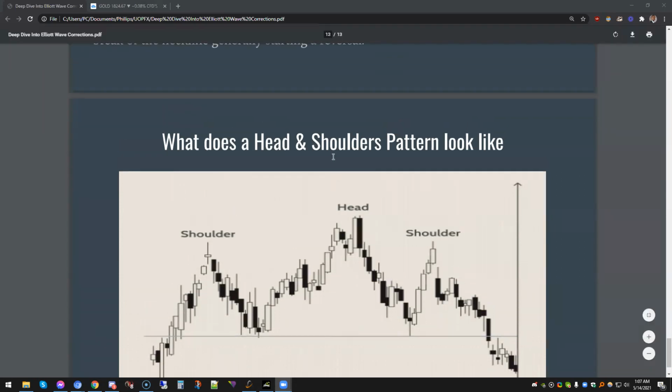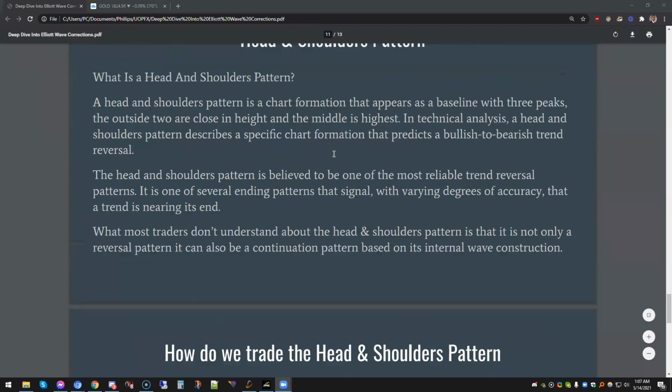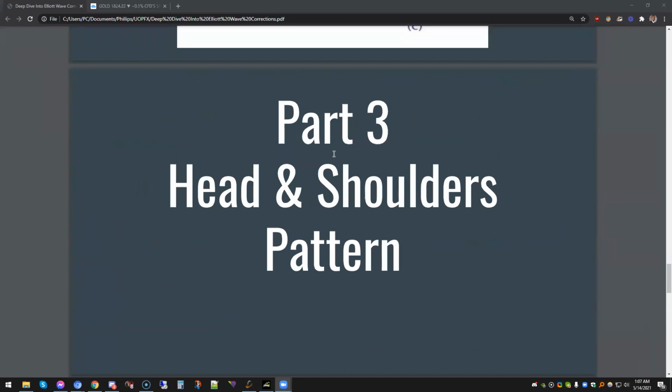This evening, we'll be doing part three of corrective formations, and this evening's topic will be the head and shoulders pattern. I know it's a very common pattern, and some of you may have already encountered the head and shoulders formation.